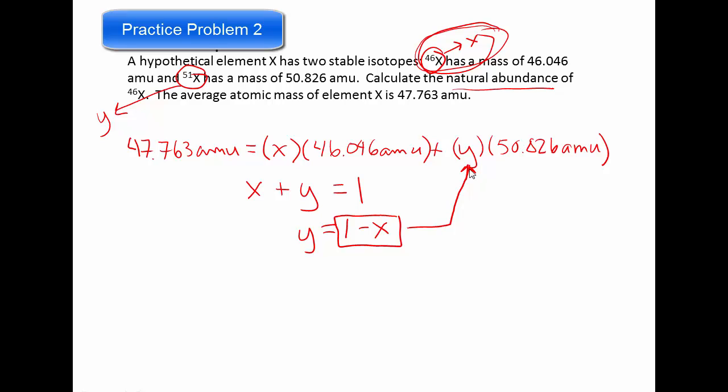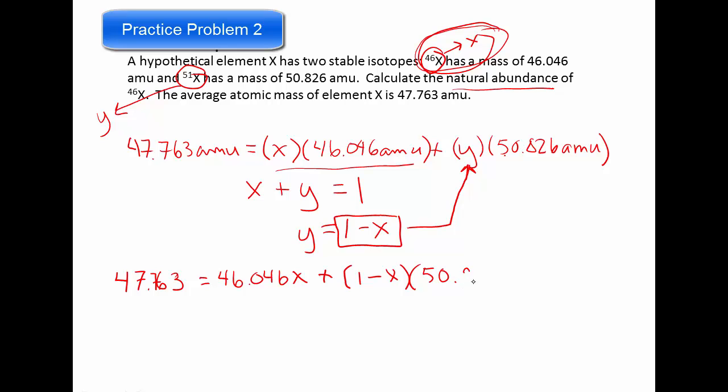What I'm going to do right now is, we know that all of our units are going to work out because of the way that this is set up. We should end up with something without a unit. So I'm going to shorten things up and not write the units. 47.763, sorry about that, is equal to 46.046x. This is the same as this term, I just put the x at the end because that's how we're used to looking at it in terms of algebra. We're going to have 1 minus x in for y, and we're going to multiply that by 50.826. So now we're going to FOIL this last term, multiply it out.